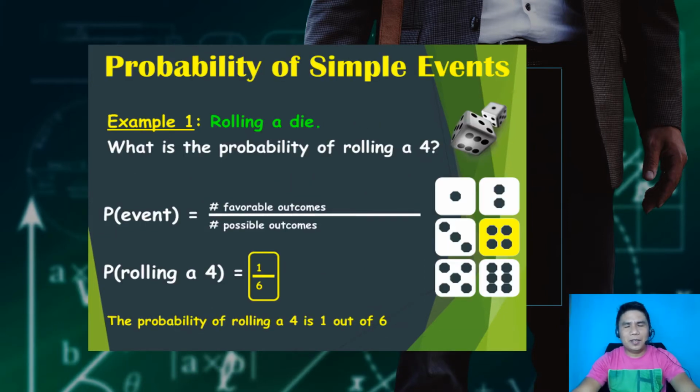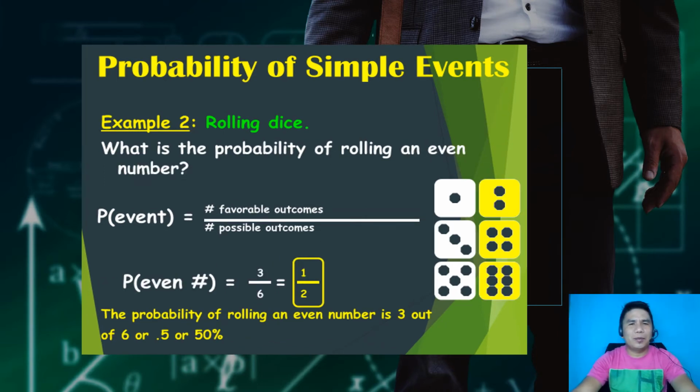Let us take an example here. Rolling a die. What is the probability of rolling a 4? In our way of solving it, the probability of that event is equal to the number of favorable outcomes over the possible outcomes. In the given problem, it should be a 4, right? The chance is 1 over 6 because there's only one 4 in a die over the 6 possible outcomes. Now, the probability of rolling a 4 is 1 out of 6.